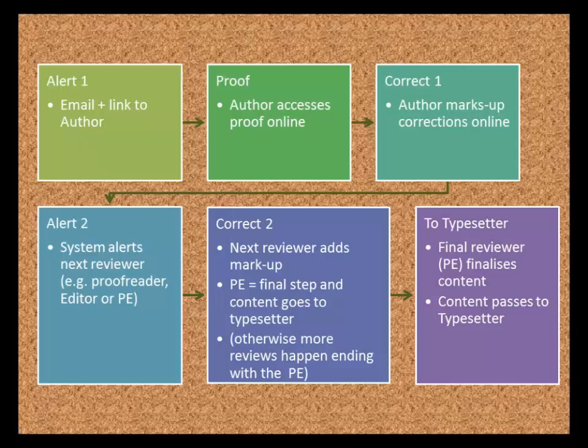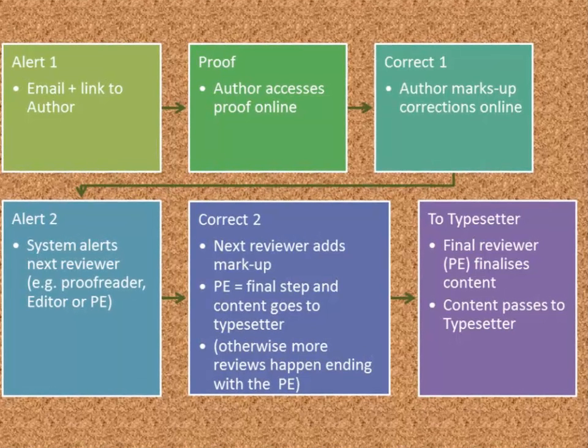So what happens is the authors access their proof online by getting an email from the typesetter, and they go in, check the proof and add their corrections using e-annotation. Once they've finished adding all their corrections, they then have to press a button to basically finalize and lock the proof. And that button is called the finalize or complete review button. Once they've done that, it stops them being able to add any further corrections, and it then sends a notification to the next person who's going to check the proof.